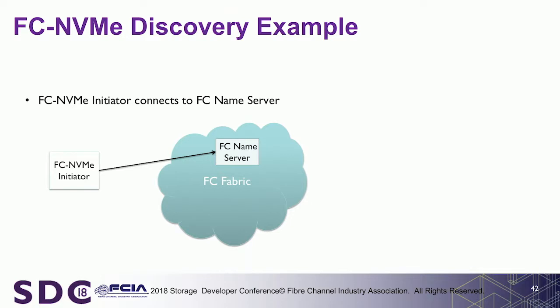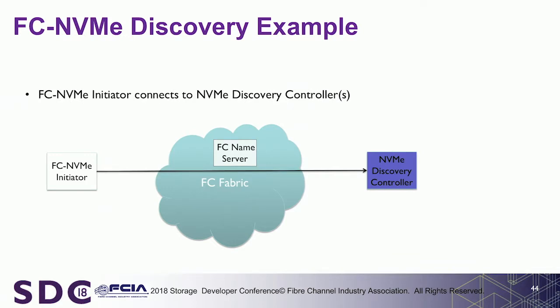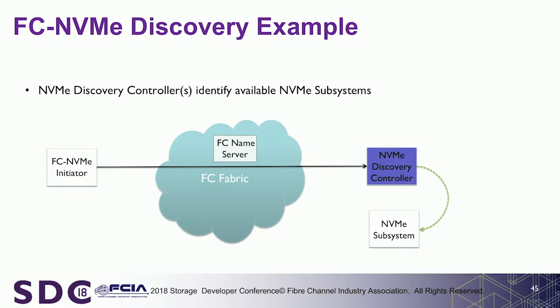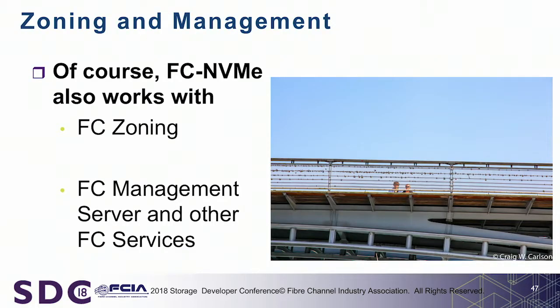So just a quick example, you look for the name server first to see where the discovery controller is, and you look at the discovery controller to find out where the storage devices are, and then you can talk to the storage devices. And then, of course, FC-NVMe, as I mentioned before, works with zoning, management server, and other Fibre Channel services.